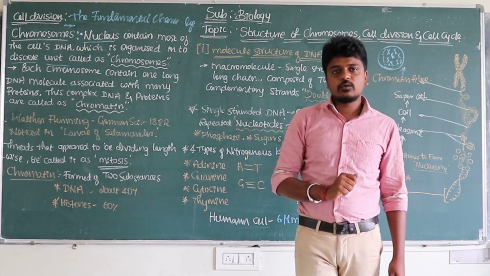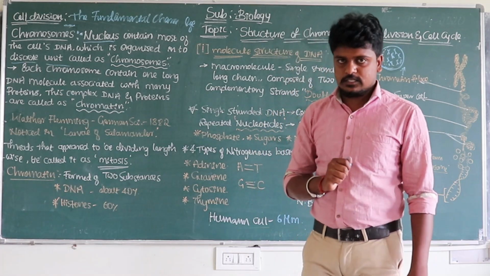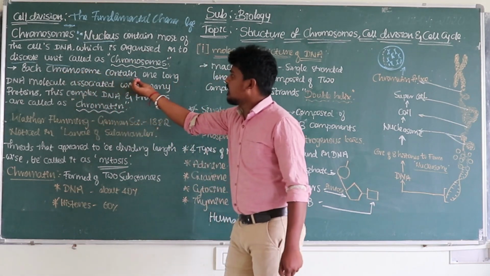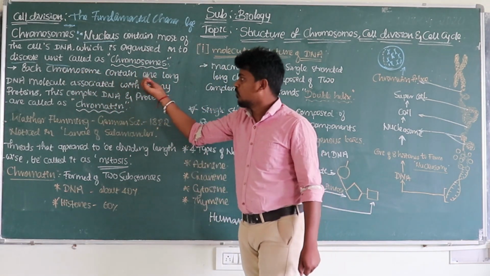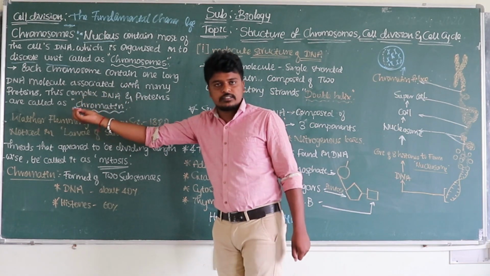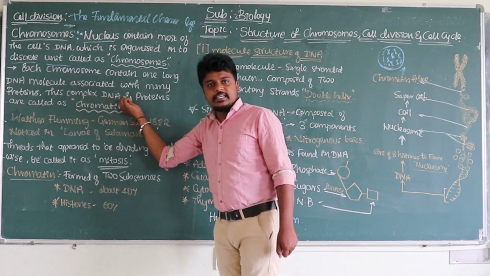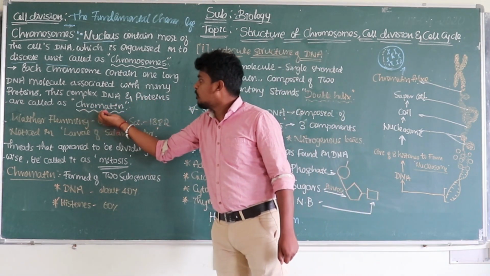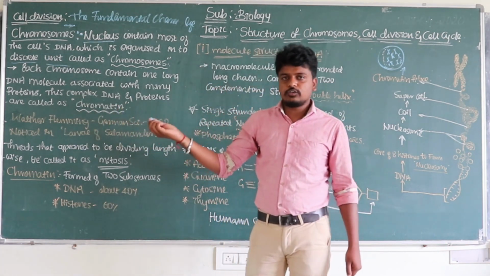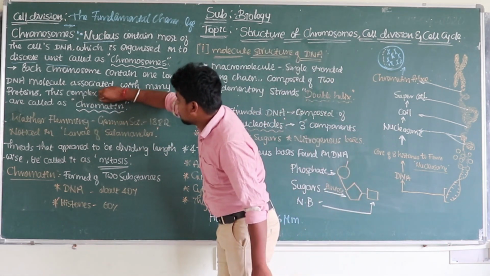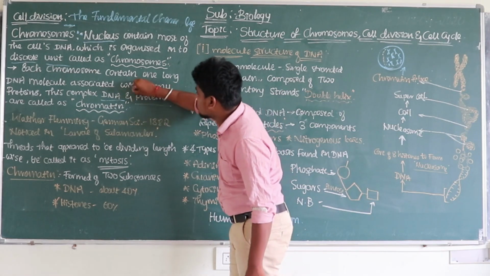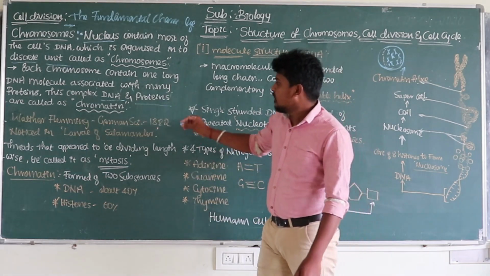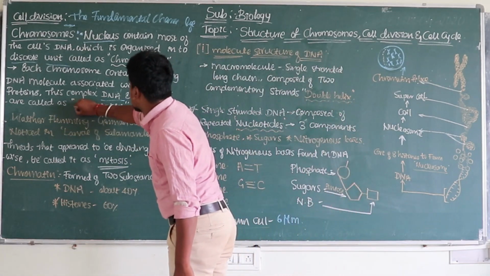These chromosomes are darkly stained thread-like structures. Have you understood? Each chromosome contains one long DNA molecule associated with many proteins. The complex of DNA and proteins is called chromatin. The chromatin fibers, I told you, right? This is the most important point. The DNA and the proteins are the most important components of the chromosomes. Clear now?